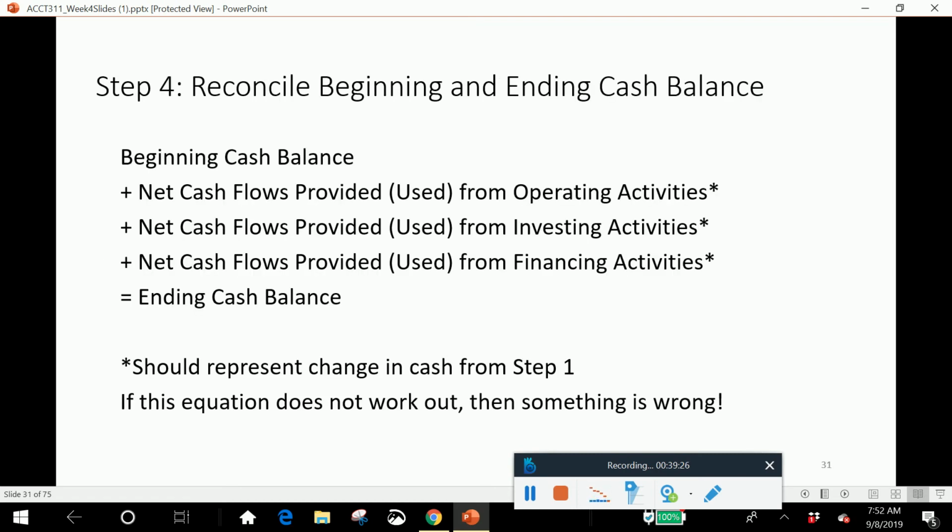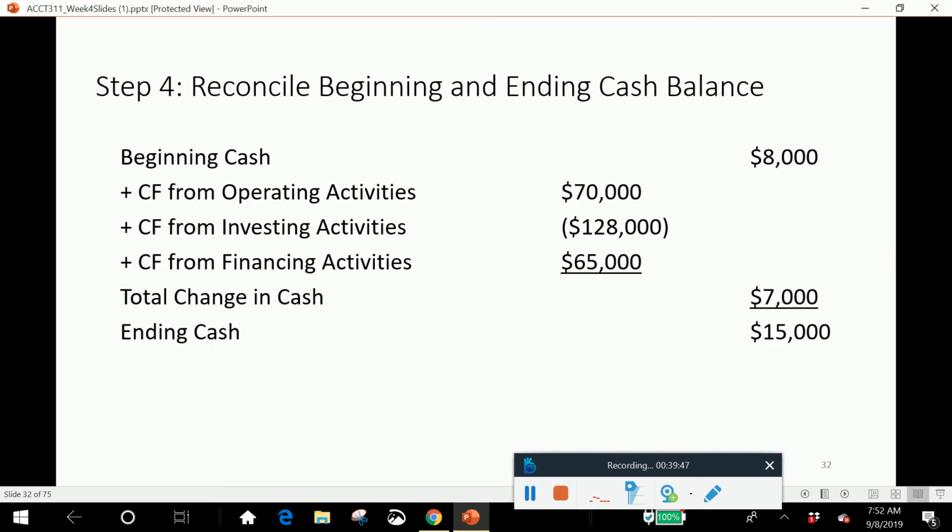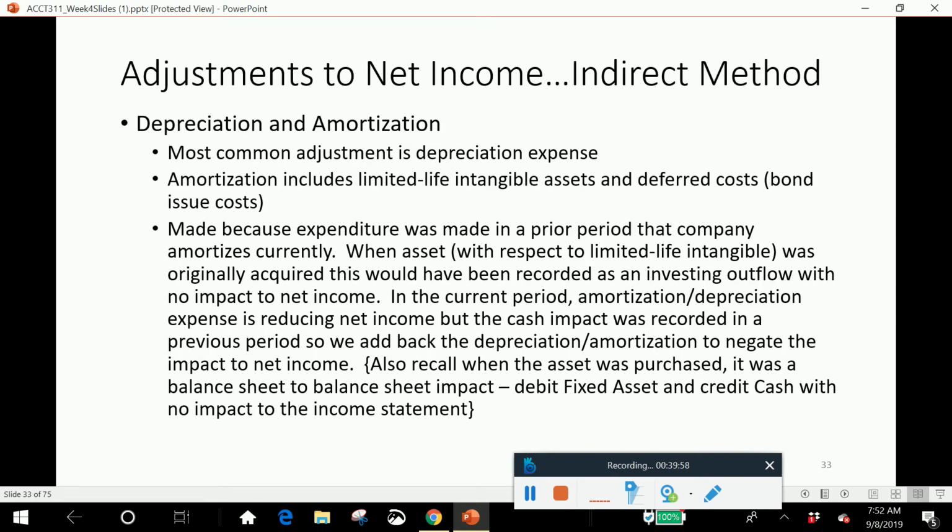Okay, so then our final step is to reconcile our beginning and our ending cash balance. I mentioned before, your beginning cash balance plus your changes in cash from each of your three subcategories should equal your ending cash balance. And if your equation does not work out, then that means you did something wrong. So here is my reconciliation. You'll notice that it works out appropriately.